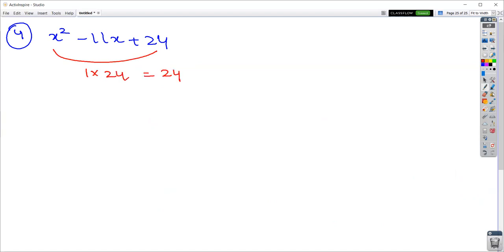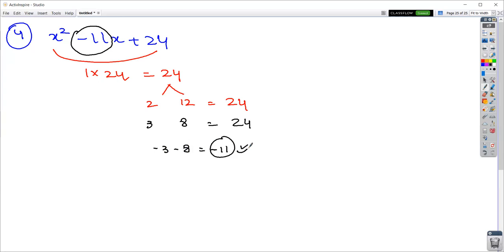I'm going to see the multiples of 24. So I'm going to start with 2 times 12 makes 24. But by using the numbers 2 and 12, there's no way I can get the middle term, which is minus 11. I'm going to try some other multiples of 24. So we can get 24 in the 3 times table, which is 3 times 8 is 24. Now, by using the numbers 3 and 8, there is a possibility of getting minus 11. So if I put minus 3 and minus 8, it would give me minus 11, which is giving me the middle term.